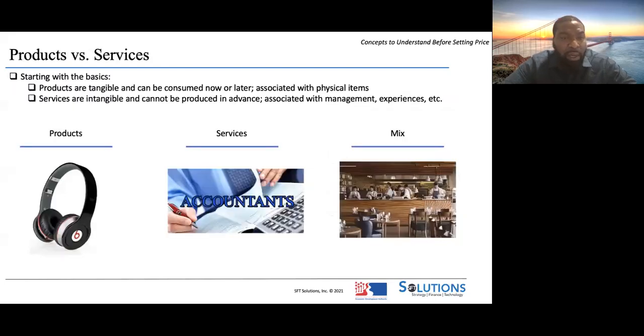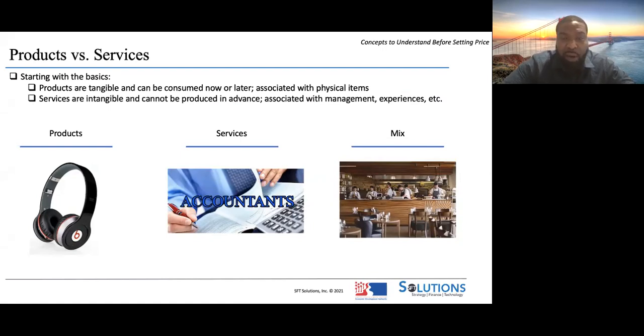Another concept we want to understand is the difference between products and services. We talked about this a little bit before when we were trying to figure out who was sitting in on the class today, but products are tangible goods that can be consumed now or later. Services are intangible, and it's usually associated with management, experiences. It's usually trading labor or trading hours for money, right?